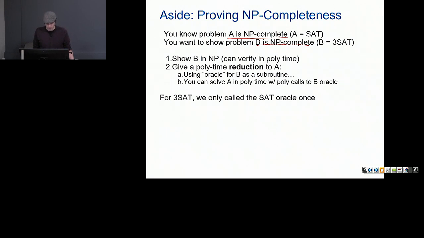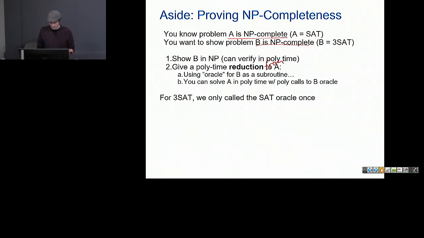And the way you do this is you first show that B is in NP, so at least you can verify it in polynomial time. And then you give a polytime reduction to A. Well, meaning, actually, I guess I should say you're reducing A to B. See, even I screwed it up. So we'll say from A.